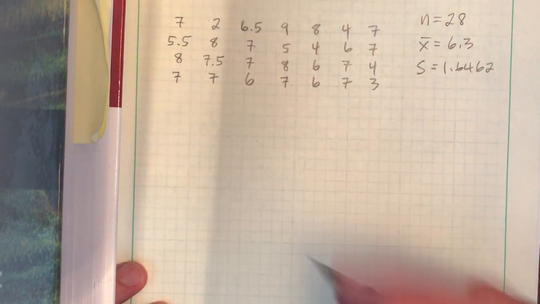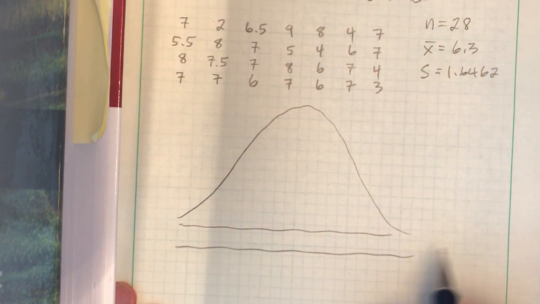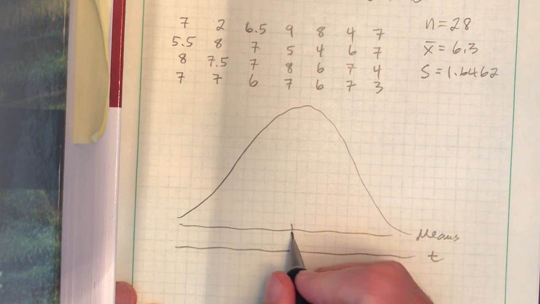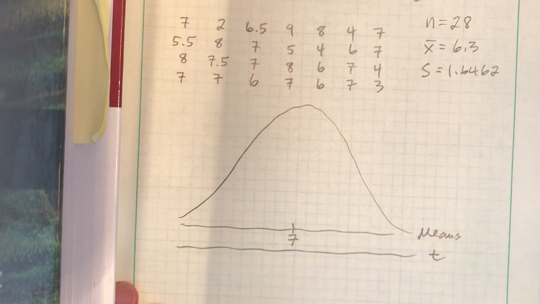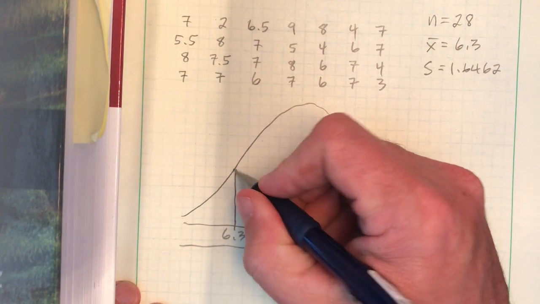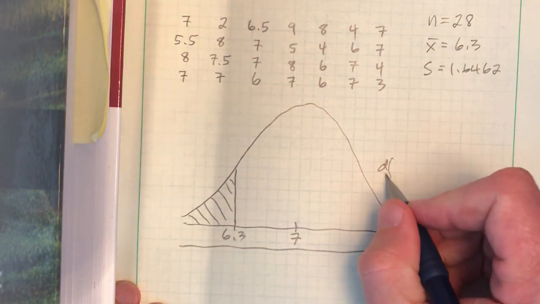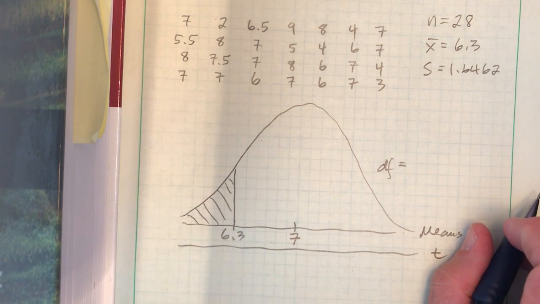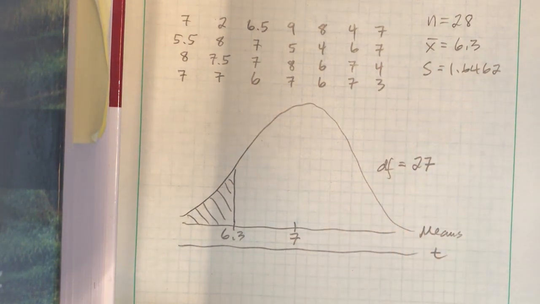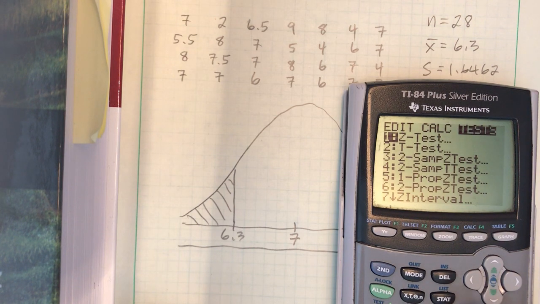So, let's build a case for the test. We've got means and my test statistic, T. My null is 7 hours. My sample mean came in less than that. So this is an example of a left-tailed test. And remember, because it's a t-curve, not a normal curve, there's a degrees of freedom associated with this, 1 less than my sample size.